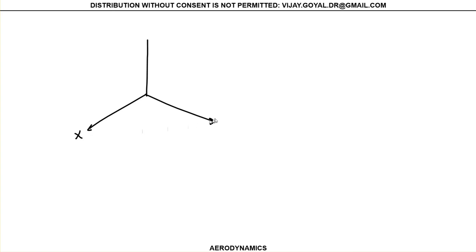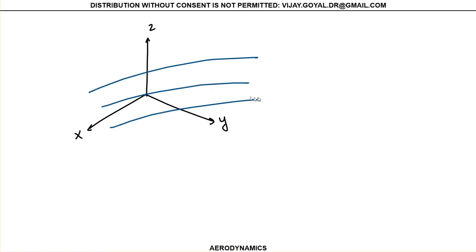You got x, you got y, you got z, and you got the streams. You got the streams that are going there with your flow. Now let's consider you have a small particle here, okay? At point 1, the particle has now moved to point 2, okay? So the particle moved. So let's assume that at point 1, the coordinate system is x, y, and z.